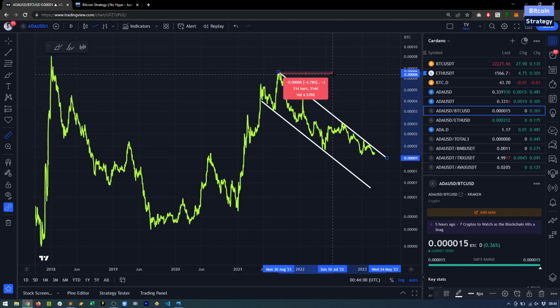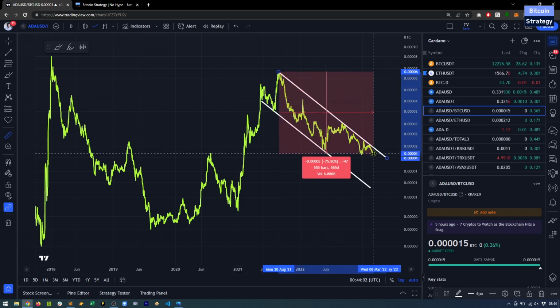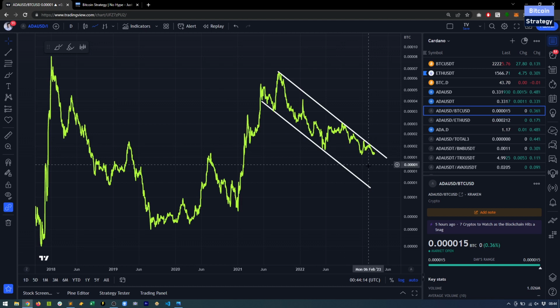Now from the top, the end of August 2021, to the current price, Cardano underperformed Bitcoin by roughly 75%. Within that trend, we are quite high as well. We could easily see a drop of another 40% or so relatively quickly.